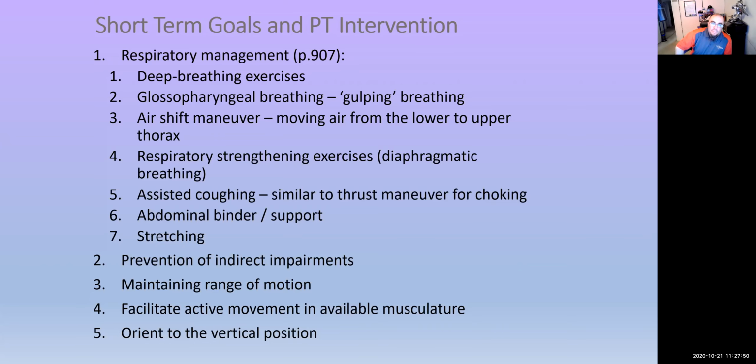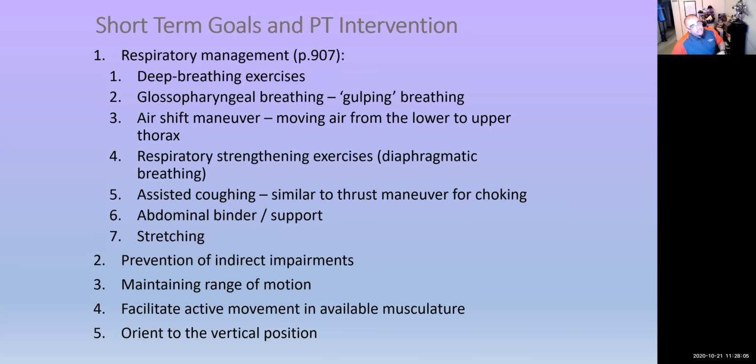We're going to do respiratory strengthening, go back to the diaphragmatic breathing. We're going to do assisted coughing. So this, again, is very similar to the Heimlich maneuver, or the abdominal thrust maneuver. I keep calling it the Heimlich maneuver. They're going to charge me for it.